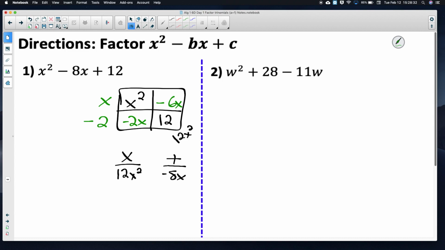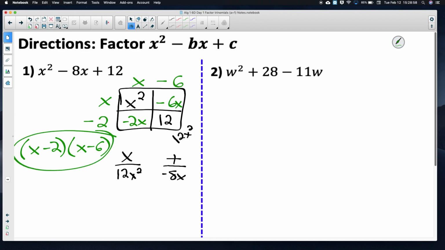Now, in my first column, what goes into x squared and negative 2x? X. What goes into negative 6x and 12? Well, the first thing I see is negative, so I got to pull out a negative. And then into 6 and 12 is 6. So double check here, multiply everything together, make sure it all works. And then you can say that your factors of this polynomial are x minus 2 times x minus 6. We are undoing the multiplication.